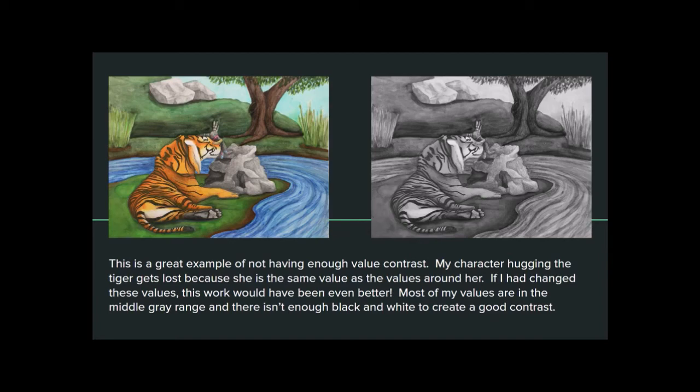So even though it's in color, the character is still lost in that color piece, and that's part of the reason why, because I didn't choose my values, my color values well enough. I didn't plan it out. So that's something I could have done to fix this up. I could go back and just add some white and add some darker areas to this painting to really make it stand out.